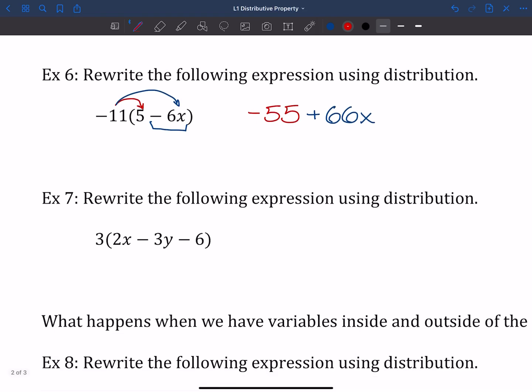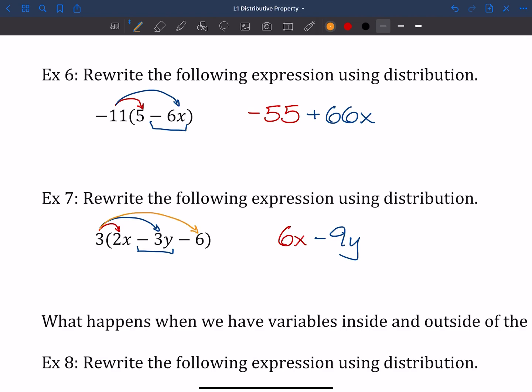All right, so hopefully you tried 7 on your own. What I'm going to do is this is 3 times 2x. So the 3 and the 2 multiply to give us 6, and the x comes along. We've got 3 times negative 3y. So 3 times negative 3 is negative 9, with that y hanging on for dear life.